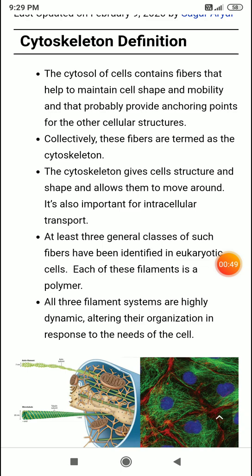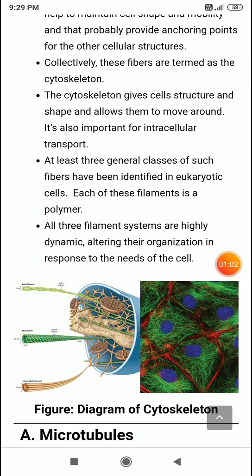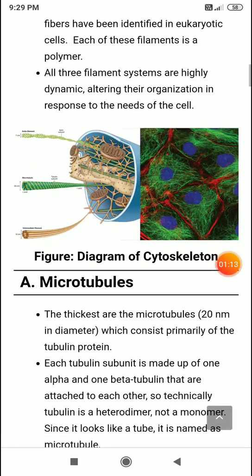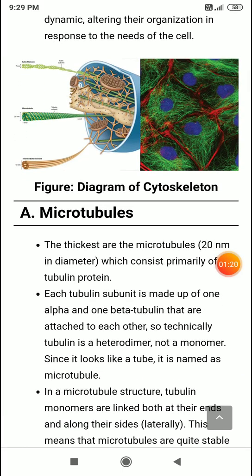At least three general classes of such fibers have been identified in eukaryotic cells. Each of these filaments is a polymer. All three filament systems are highly dynamic, altering their organization in response to the needs of the cell. This is the diagram of the cytoskeleton. The first filament is the microtubules.